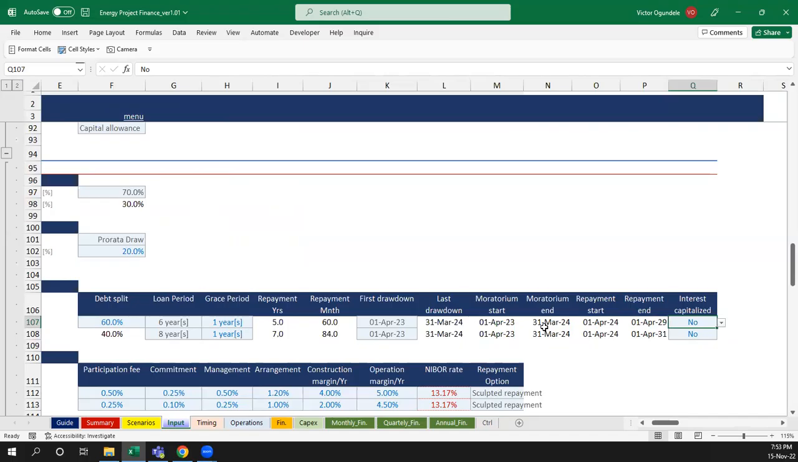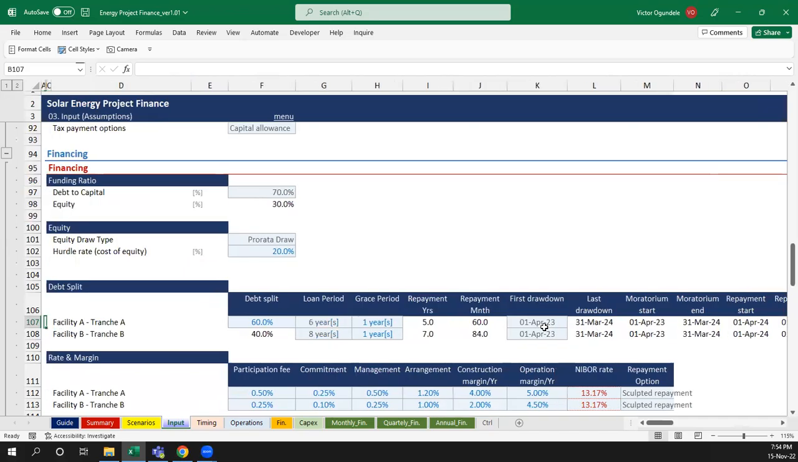But if interest is not capitalized, and you have a grace period, a moratorium period, that means you are not going to be paying your principal, but you will be paying your interest. If that is the case, then a lender must guarantee that payment, because the project has not started making revenue, right? So when you are doing the model, if the interest will not be capitalized, all the interest expense that will be paid during that period will be added to the total amount of funds that you need for the project.